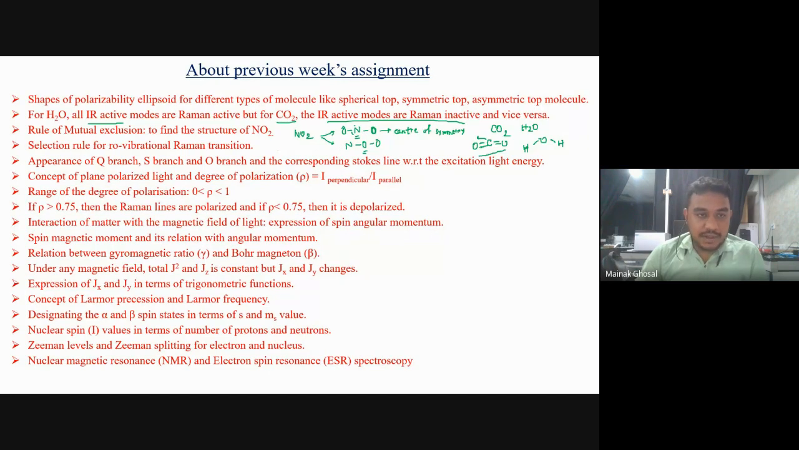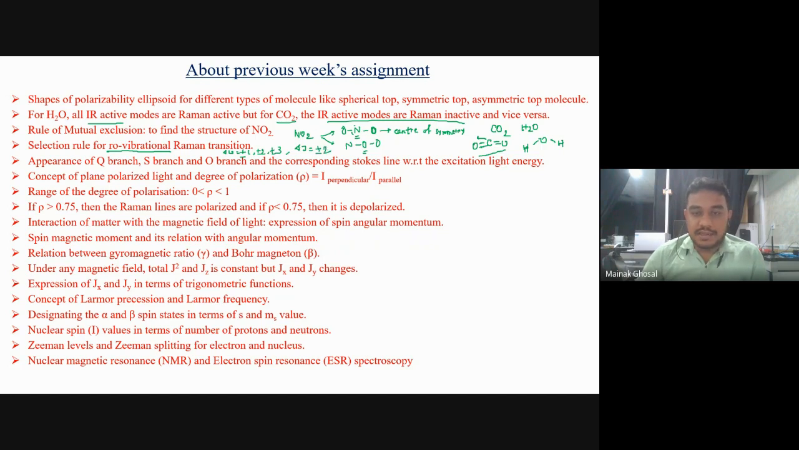And then there was the selection rule for rotational vibrational transitions. Okay, there was a rule regarding rotational vibrational Raman transitions. What was the selection rule? It was stated that for just the vibrational one, the selection rule was delta v equal to plus minus 1, plus minus 2, plus minus 3 or so. But for rotation, since it is involved, in Raman the rotational selection rule is delta J equal to plus minus 2.